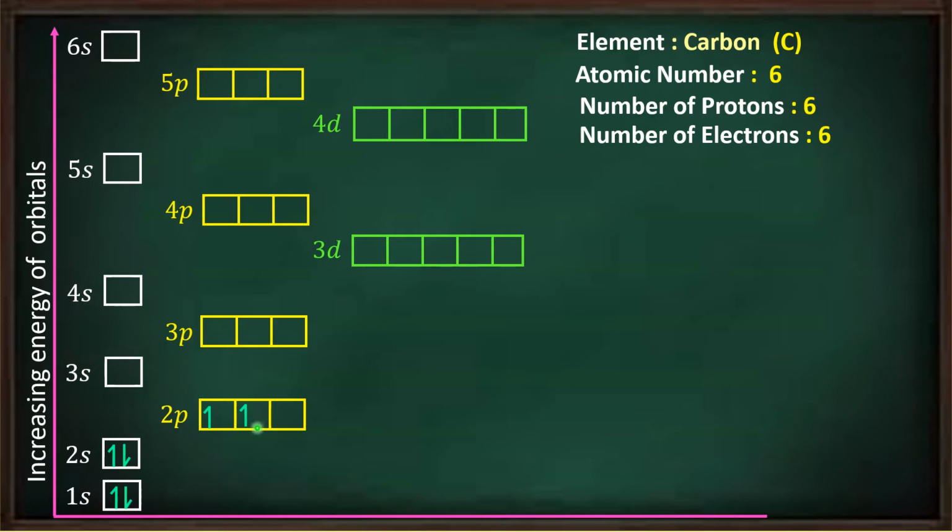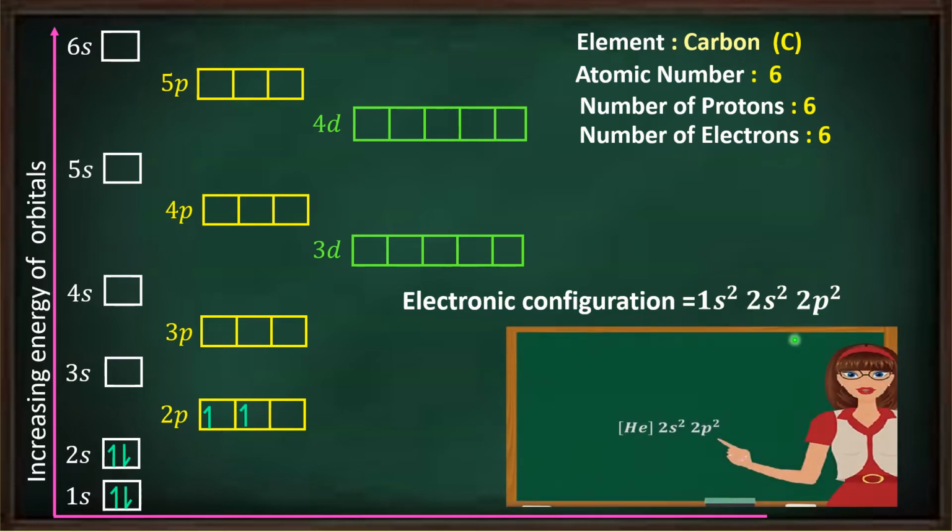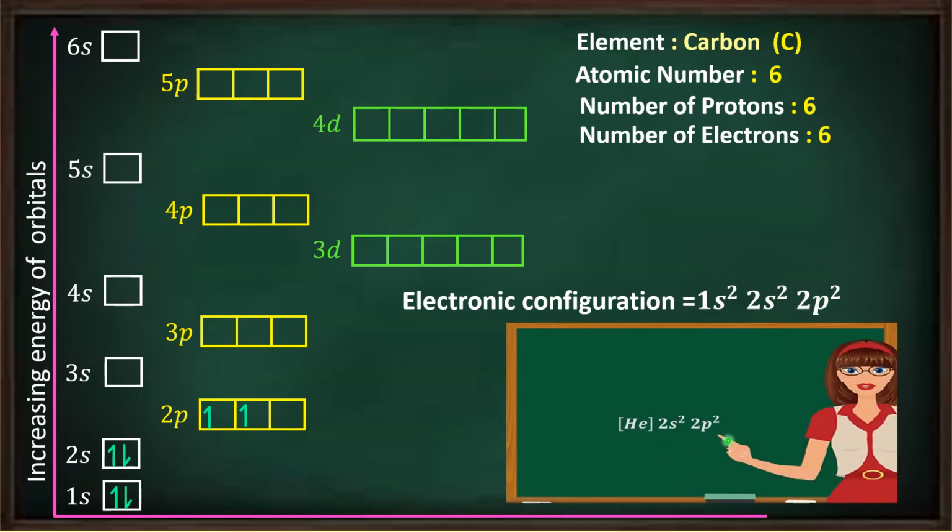So this electron will not pair up with this electron. If it pairs up with this electron, it is violating Hund's rule. So according to Hund's rule, all these 3 orbitals are singly filled at first, then they are doubly filled. So the electronic configuration of carbon atom is 1s2, 2s2, 2p2, or helium 2s2, 2p2. Okay.